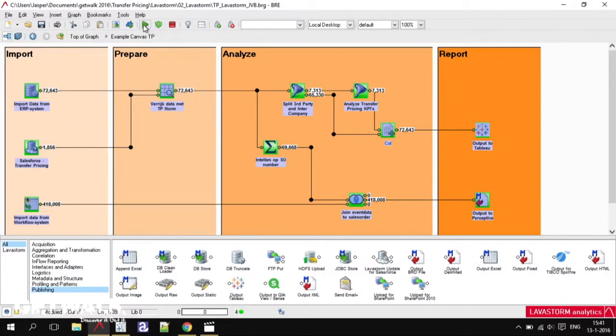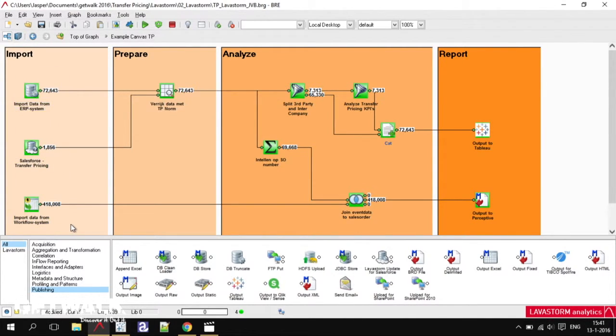On the screen behind me, you see my colleague building a canvas in Lavastorm, one of our analytics tools. Multiple events are included. In general, for a useful and proper analysis, input comes from several different sources. Lavastorm is perfectly capable to handle this. Here we see that the data is coming from several different sources.